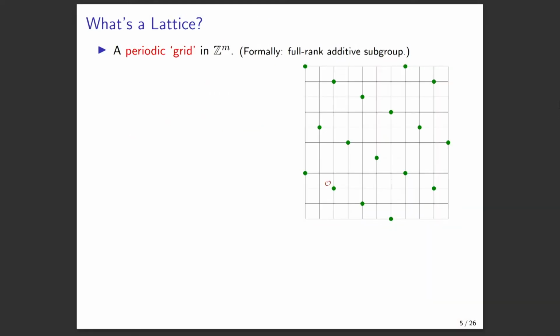Okay, so let's get into some formal definitions and background. A lattice you can think of as just a periodic grid in Euclidean space. And for the purposes of today, we'll just consider integer lattices. Okay, so it's a subset of the integers to the mth power, right? The m-dimensional integers. So over here, I just have the two-dimensional integers, which is this ordinary square grid. And then the lattice is the set of green points in here, which is periodic, or more precisely, it's an additive subgroup of full rank.